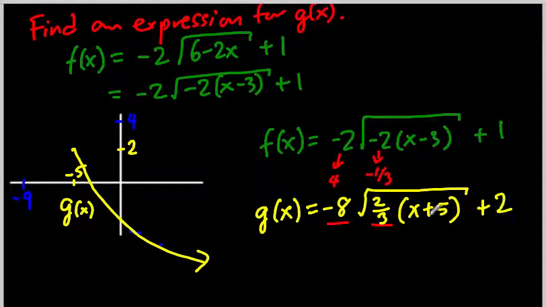So our final expression for g of x is -8 square root of 2/3 x plus 5 plus 2, and we're done. All right, so hopefully that explained to you how we go from f of x to g of x, basically through a visual way. And don't forget this last step where we have to take care of the coefficients outside the square root and also inside the square root. I'll see you in the next video.